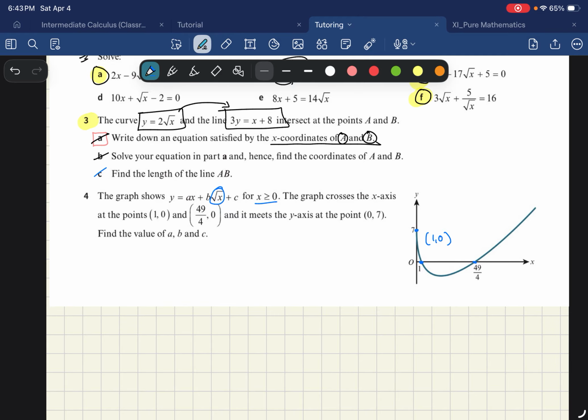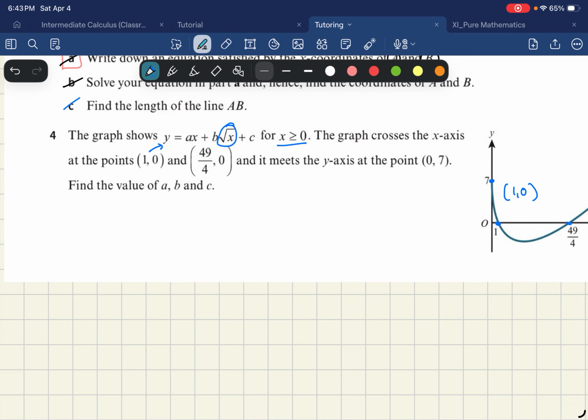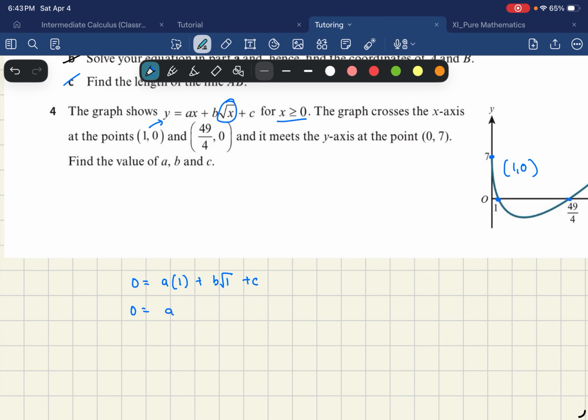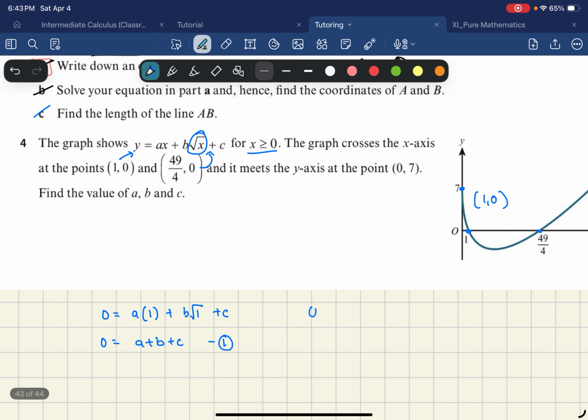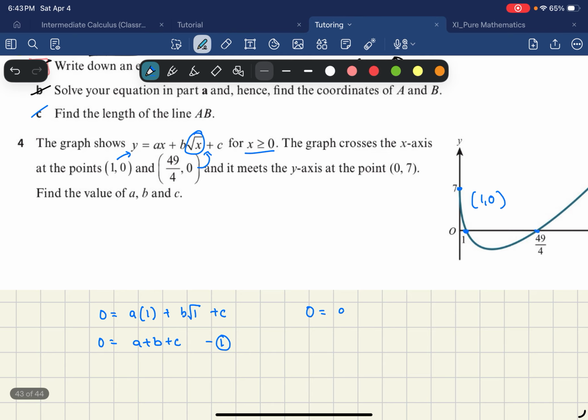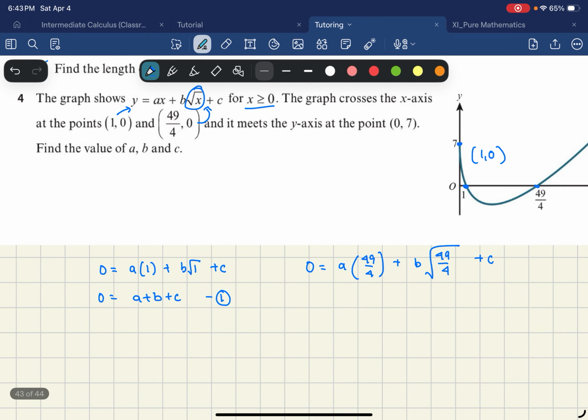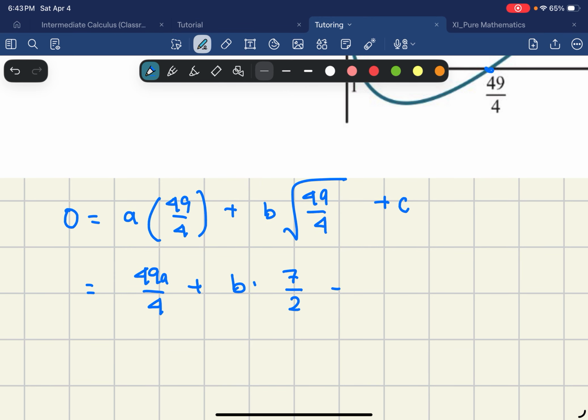All right. So basically, we just want to substitute these into the equation. When x is equal to 1, y is equal to 0. So 0 equals a times 1 plus b square root of 1 plus c, right? So 0 is equal to a plus b plus c. So that is equation 1. Now let's substitute the next point. Y is 0 again. This time, x is 49 by 4, so 0 equals a times 49 by 4 plus b times square root of 49 by 4 plus c. We can simplify this. We have 49a by 4 plus b times, what is square root of 49 by 4?